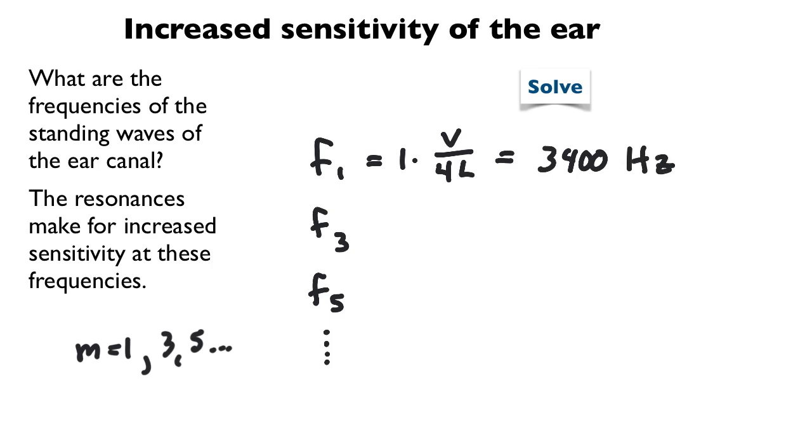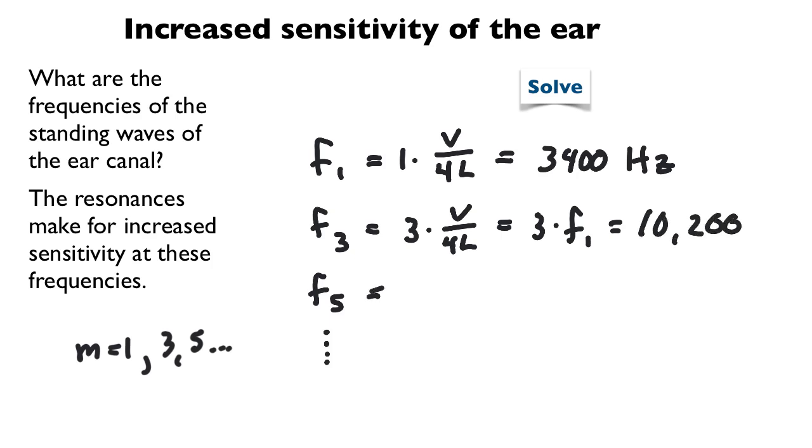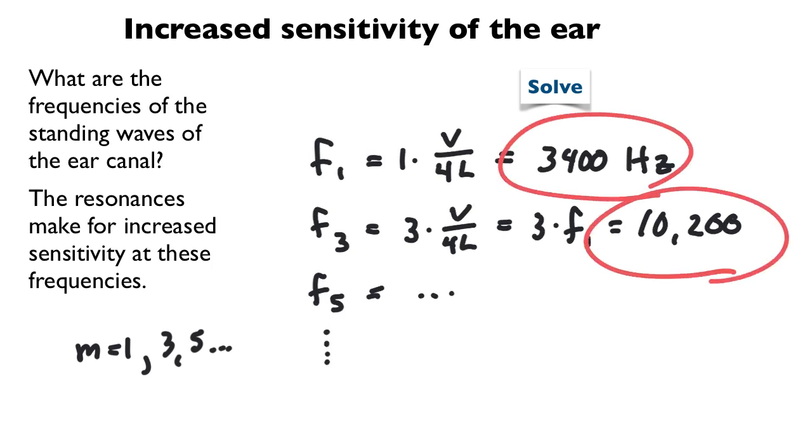Now notice this. f3 is just 3 times v over 4L. Oh, well, that's just 3 times f1. They're just multiples of the lowest frequency, and that is typically true for these sort of situations. So that's just going to be 10,200, and we can use that to find the later frequencies as well. But these are going to be the only 2 at which you have any reasonable sensitivity in terms of your hearing.